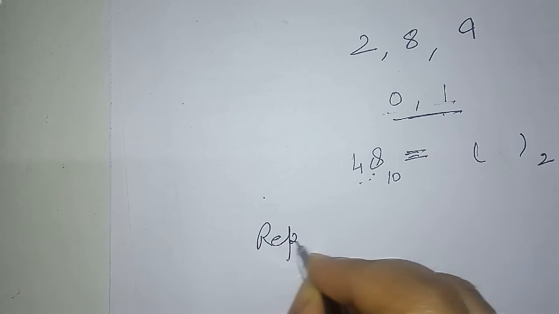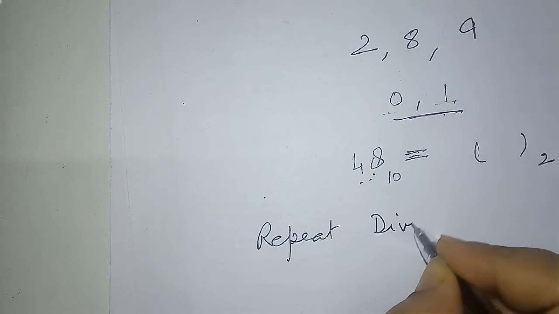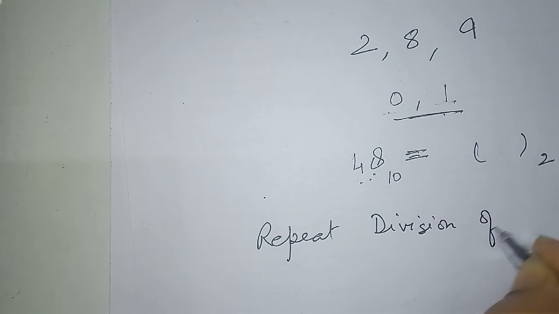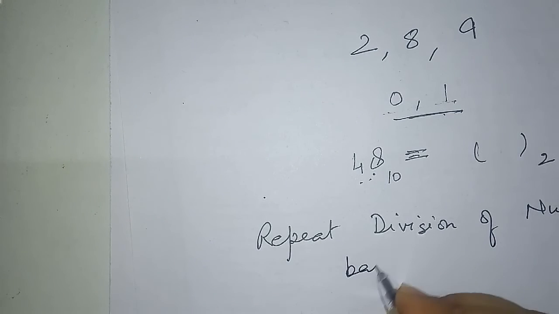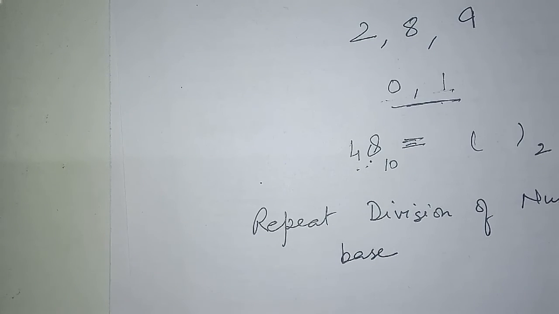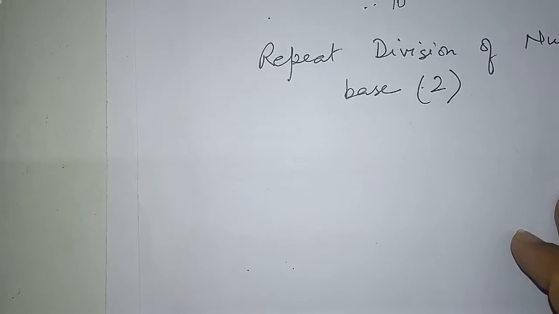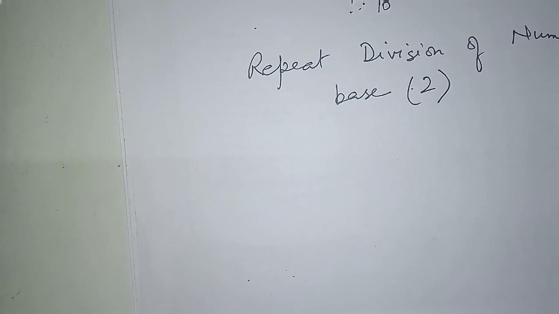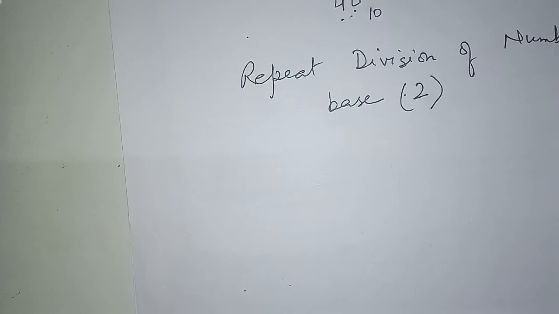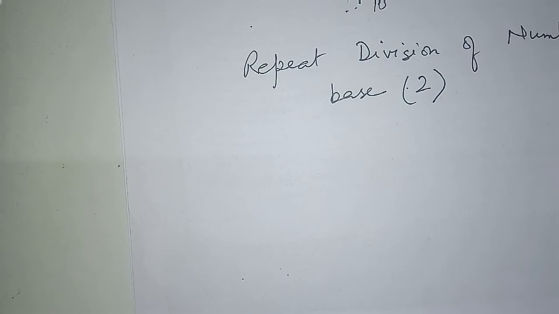We are going to do the repeated division of the number by the base. So the base is the one into which we have to convert it. So we have to convert it into the binary number system, so we are going to divide it by the base 2. Okay, how are we going to do it? Let's see. The process is to do the repeated division.